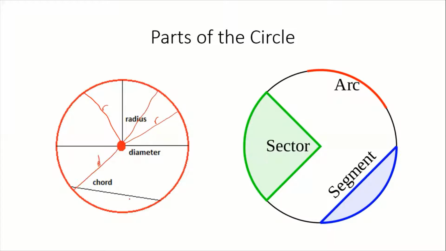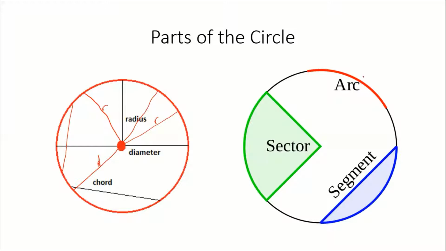Now a chord is a line that touches 2 points on the circumference, right? As you can see here. Now the diameter is a special type of chord because it passes through the center. So therefore, if I draw a line from here to here, then that would be a chord, right?